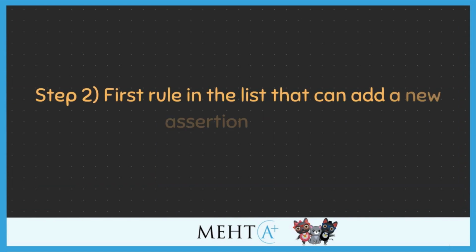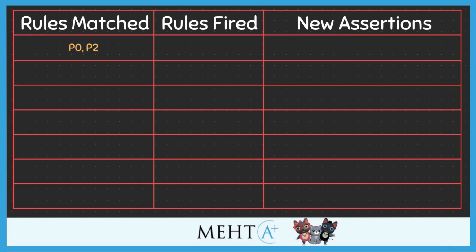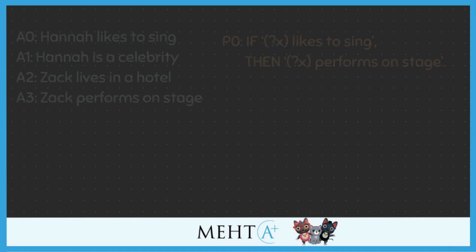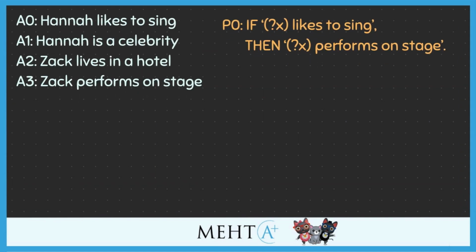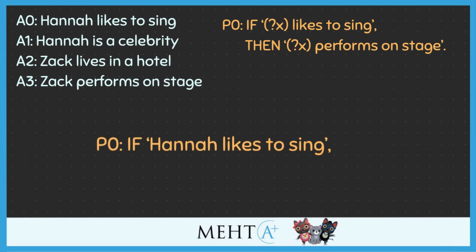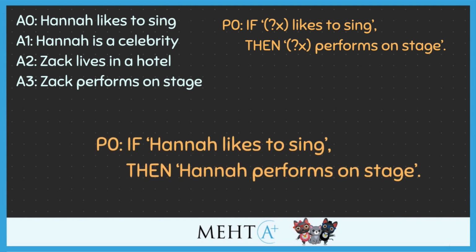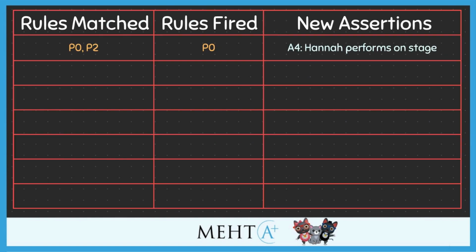Now, according to step 2 of forward chaining, the first rule in the list that can add a new assertion is fired. So let's fire P0 since that's first on our list. Now with P0, if X likes to sing, then X performs on stage. If Hannah likes to sing, then Hannah performs on stage. So our new assertion is Hannah performs on stage.